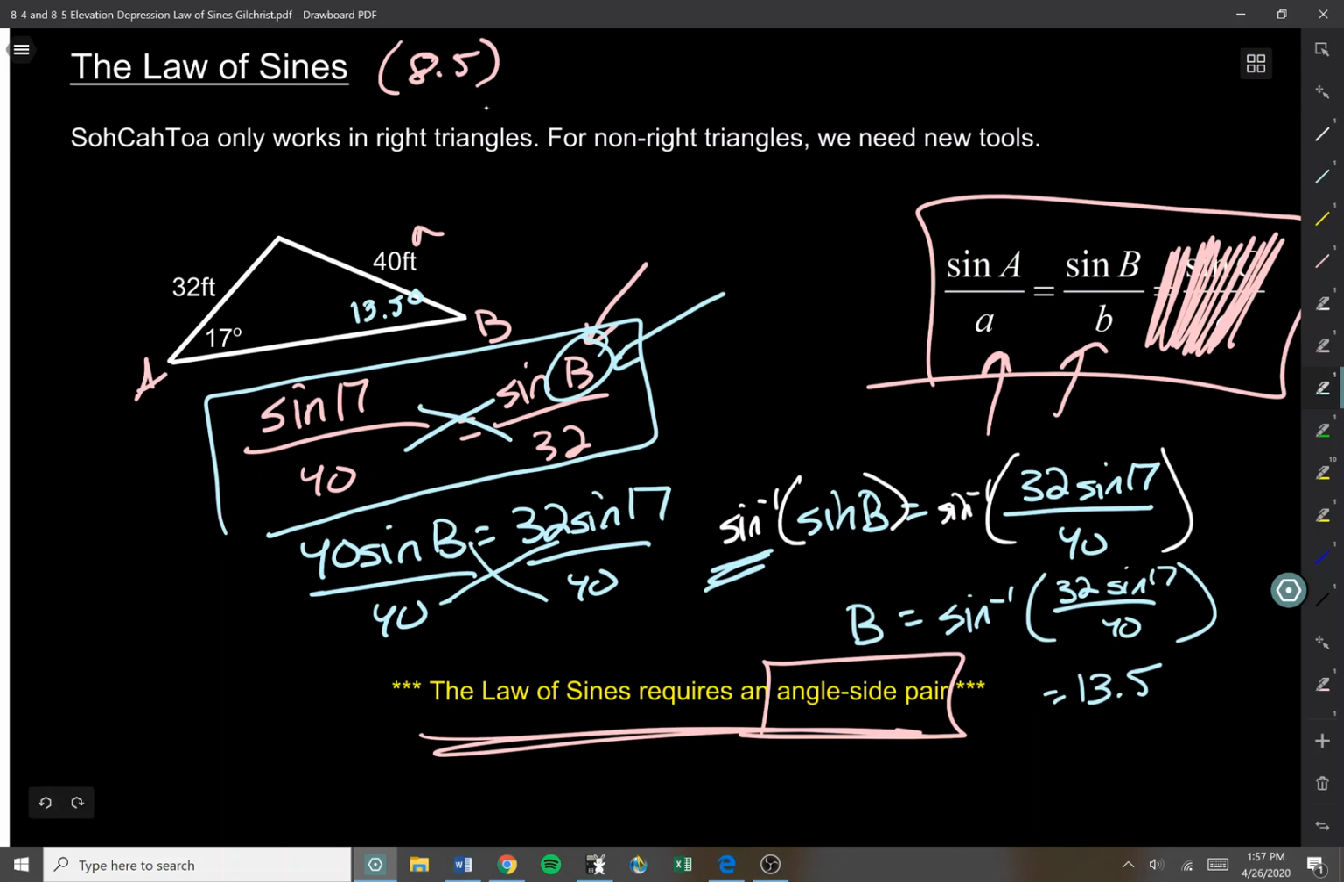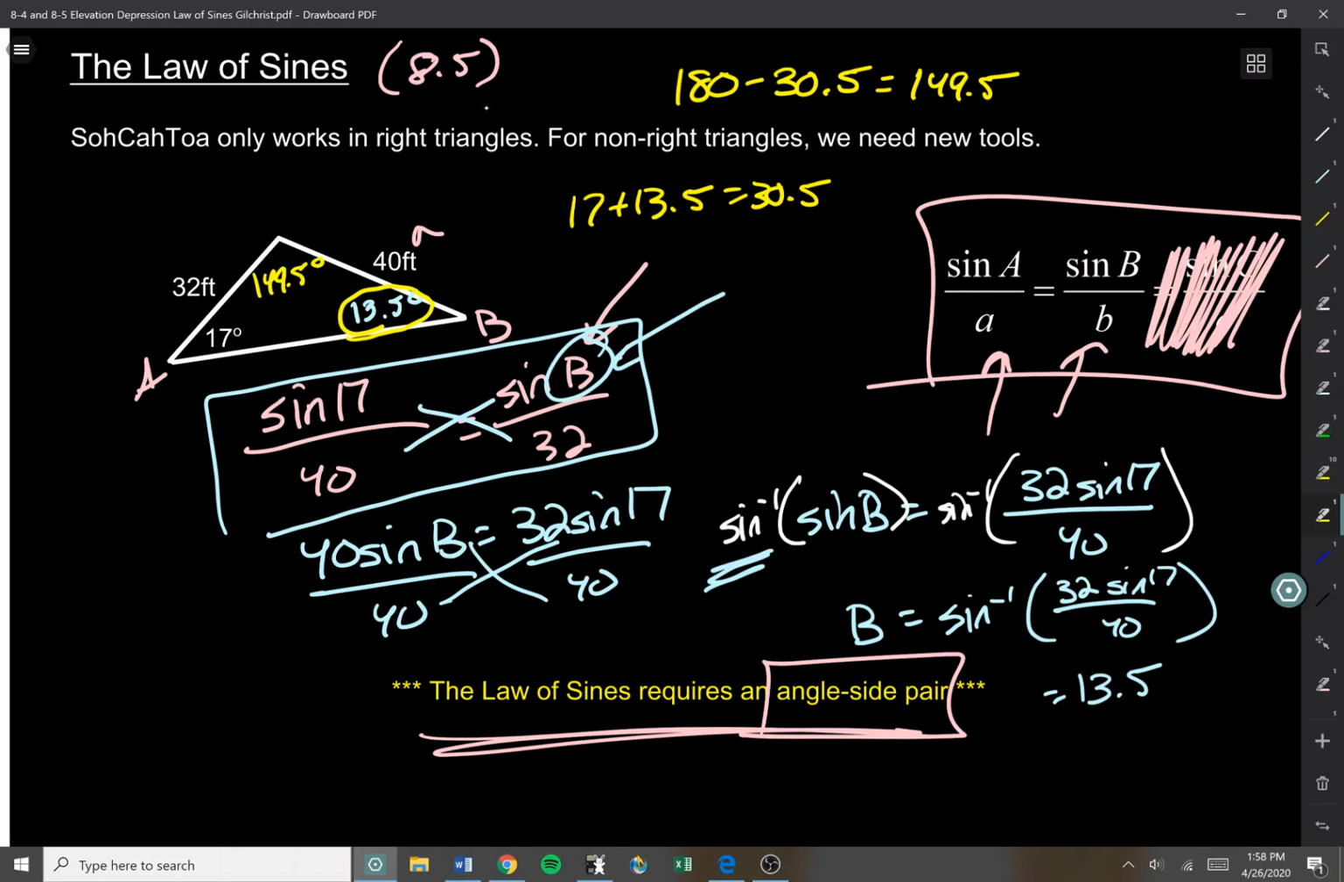Okay, I can keep going on this triangle. Now that I know that this is 13.5, 17 plus 13.5 is 30.5. All of the angles of a triangle have to add up to 180. So 180 minus 30.5 is 149.5. This angle here is 149.5 degrees. I need to find this side.